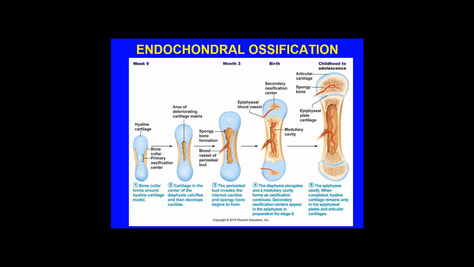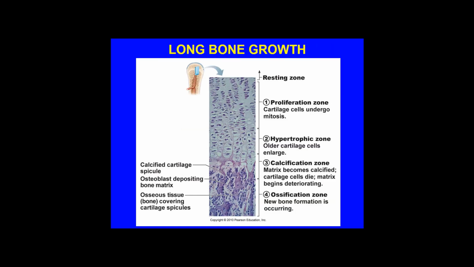Growth in the length of long bones we've talked about. By the way, this is going to occur near the epiphyseal plate, and what you see here for the long bone growth is a progression. You have the proliferation zone, cartilage cells are undergoing mitosis. The hypertrophic zone, the older cartilage cells enlarge. The calcification zone, the matrix becomes calcified, the cartilage cells die, the matrix begins to deteriorate, and then you have this infiltration of osteoblasts. They're going to basically deposit bone matrix, and so you have new bone forming there.